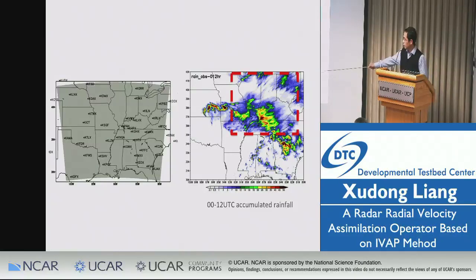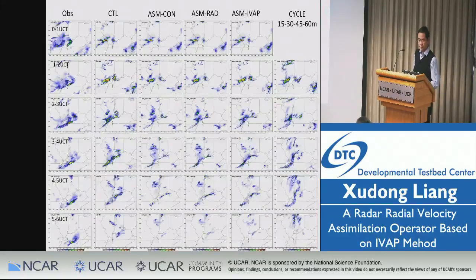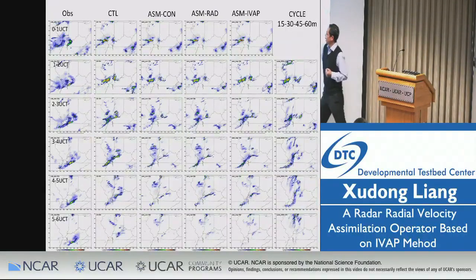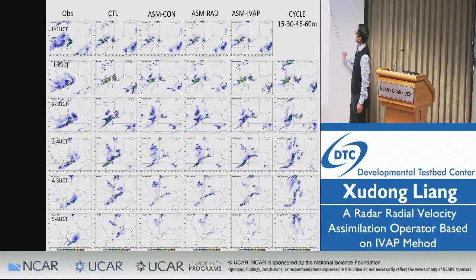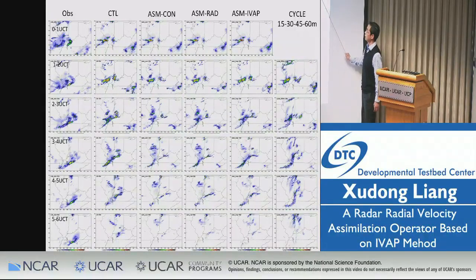This is a 12 hour accumulated rainfall. We chose this region to verify the result of our experiment. So there are some results shown here. The left one is the observation, the rainfall every 1 hour, and then the control run, assimilation without radar, with radar using the traditional one and the IVAP new one, with cycle assimilation every 15 minutes from 0 to 60 minutes.